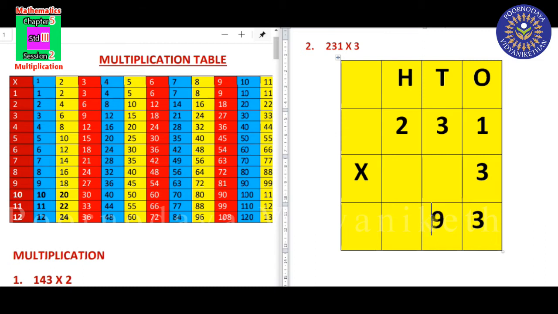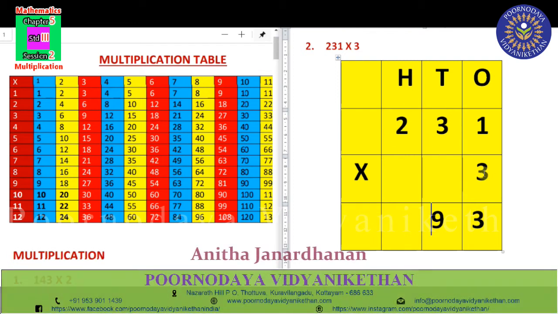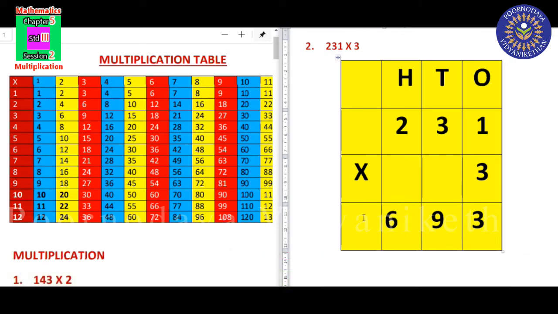Clear? Then next we have to move to the hundreds place. In the hundreds place there is 2. Multiply this 2 by 3. 2 3s are... 2 1 is 2. 2 3s are 6. Clear? Here also you can use this multiplication grid.